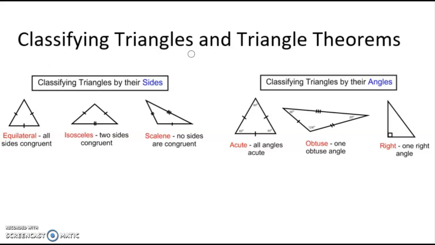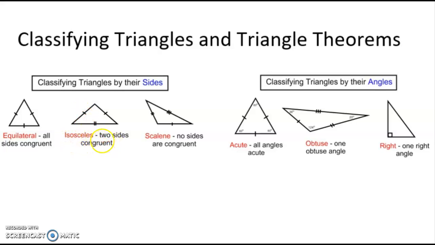So, classifying triangles. The first thing, you can classify them by their sides, okay? An equilateral triangle has all three sides the exact same length. Because these each have one dash, that means that these are all the same length and that they are equal, so it's an equilateral triangle, okay?